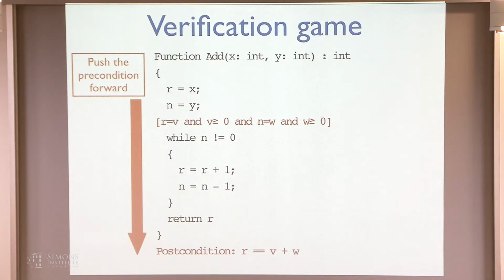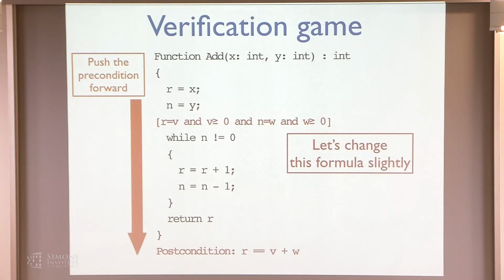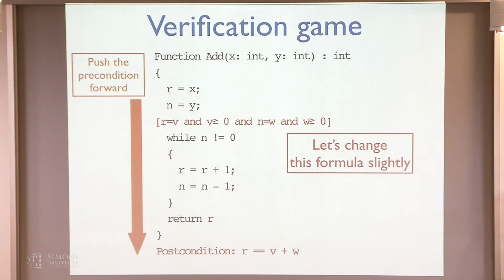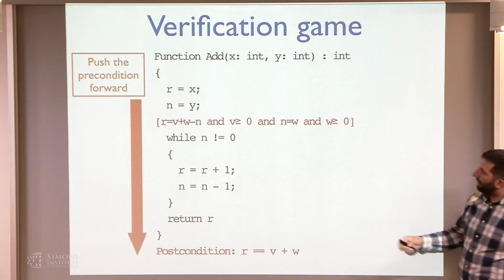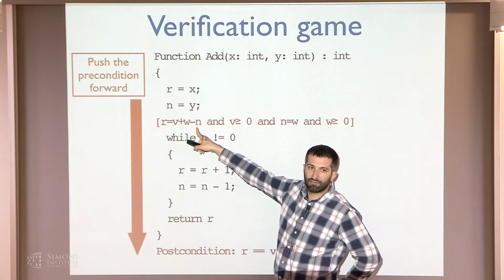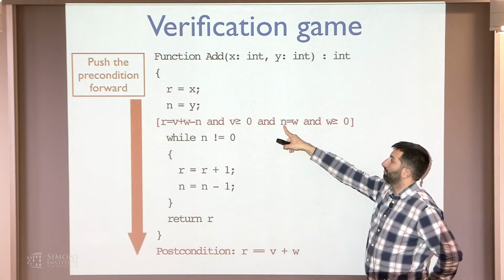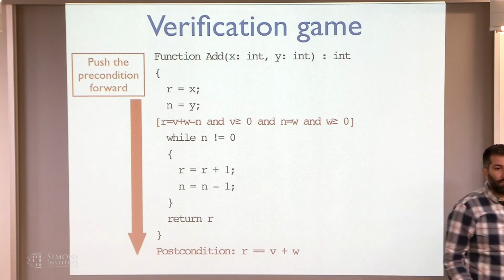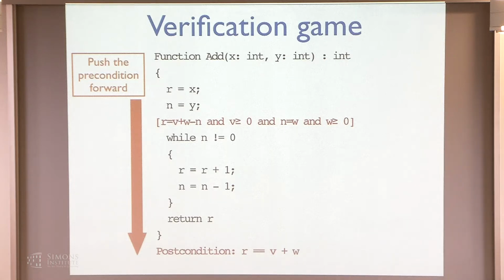Now, let me show another rule that I can use, that I didn't write up explicitly, is that I have a bit of leeway in how I can change this formula if I preserve the validity of the formula. So in particular here, I rewrite R equal to V plus W minus N. So why am I allowed to do that? Because N and W are equal, so I'm adding and removing the same element. Okay?